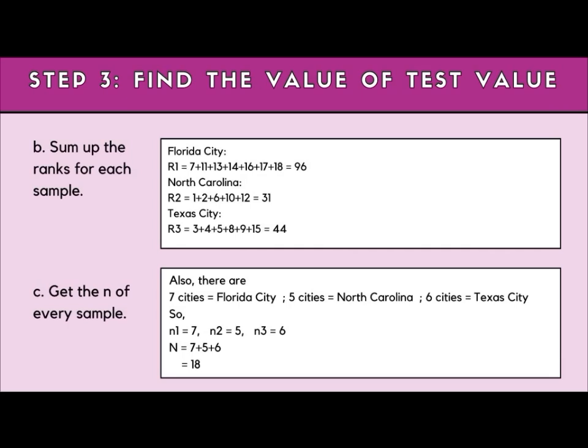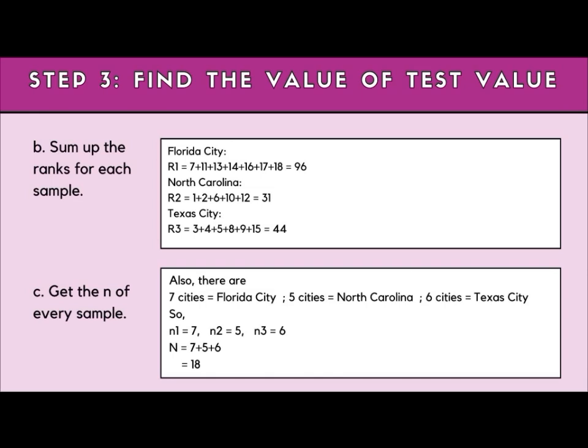Okay, so after we rank all the cities, we have to sum up the ranks for each sample. So in Florida City, we have here R sub 1 is equal to 7 plus 11 plus 13 plus 14 plus 16 plus 17 plus 18, which is equal to 96. And for North Carolina, we have here R sub 2, which is equal to 31, and for Texas City, which is our R sub 3, which is equal to 44.